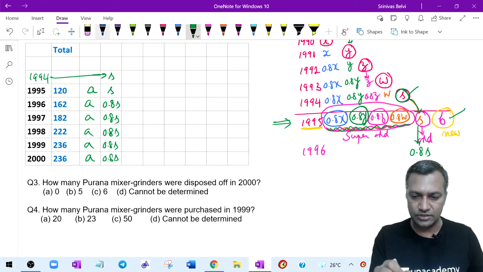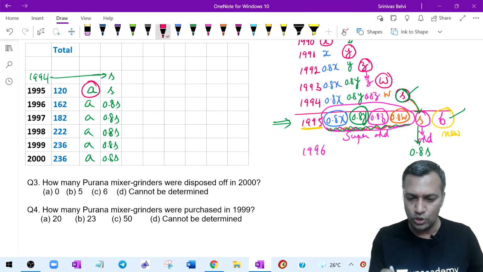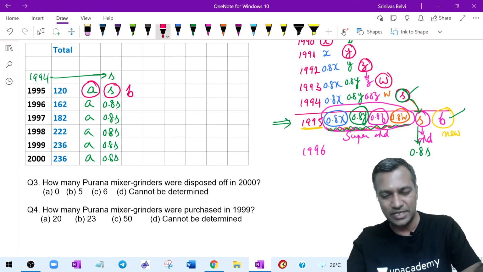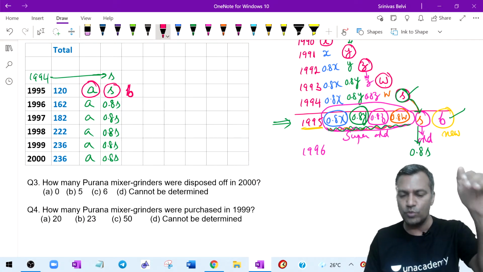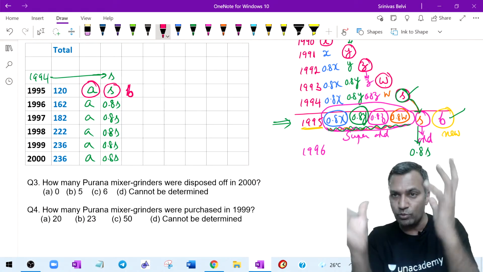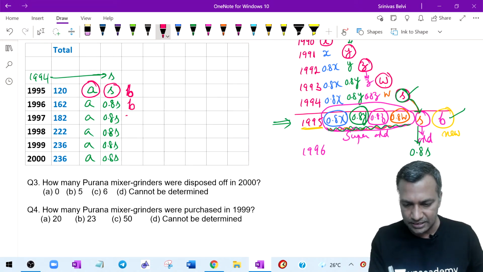Therefore, I'm calling this super old, this old enough, and the new is going to be B. Any letter, A, B, C, S, whatever you want to write. I'm going to say that this B is new, manufactured in 1995, a new batch. That remains B here. After that, it will become 0.8B, and so on.